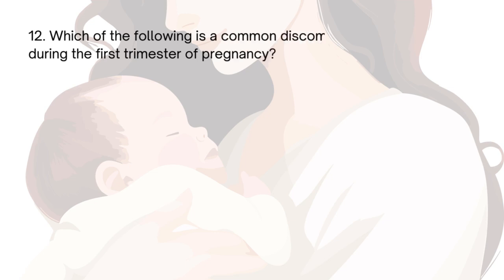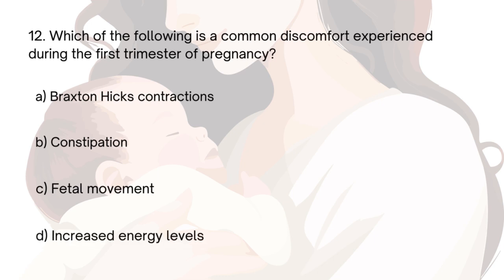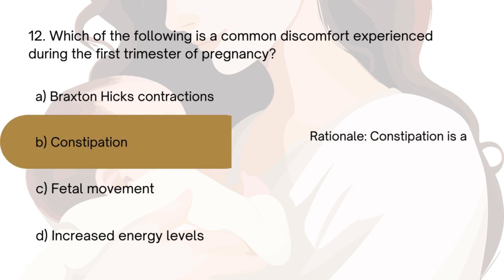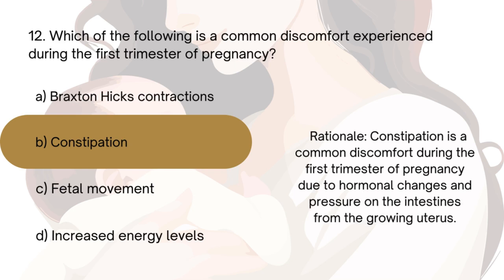12. Which of the following is a common discomfort experienced during the first trimester of pregnancy? A. Braxton Hicks contractions. B. Constipation. C. Fetal movement. D. Increased energy levels. Rationale: constipation is a common discomfort during the first trimester of pregnancy due to hormonal changes and pressure on the intestines from the growing uterus.